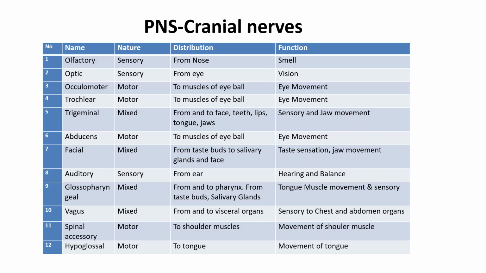Ninth, glossopharyngeal, tongue muscle movement and sensory. Tenth, vagus, sensory to chest and abdomen organs, visceral organs, that is heart, lungs. Eleventh, spinal accessory, movement of shoulder muscle. Twelfth, hypoglossal, movement of the tongue.